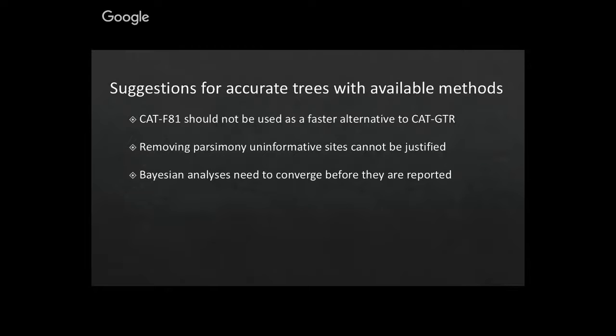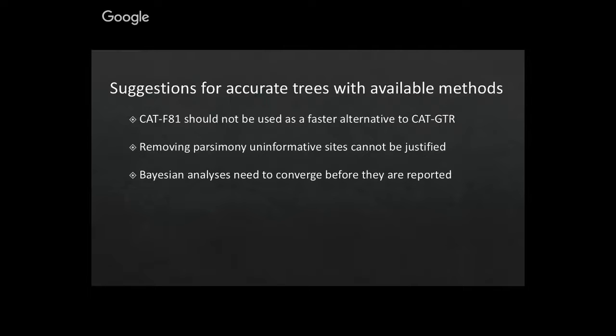I don't think that CAT-F81 should be used anymore. The equal relative exchangeabilities was never really considered to be realistic, but it was an attempt to make the CAT models more computationally efficient. However, it doesn't really seem to be resulting in accurate trees, and we've shown that in simulation, and hopefully it was somewhat convincing with the analysis of those non-bilateral animal data sets.